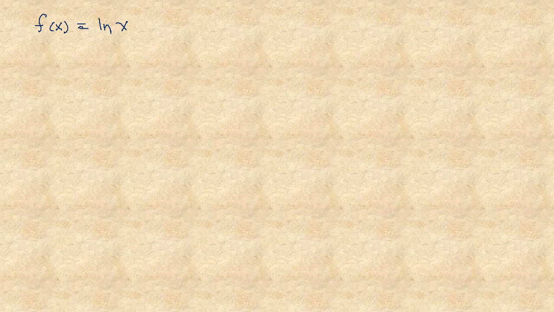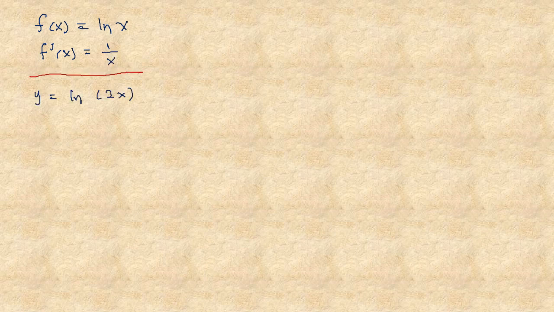Look at this example. We have f(x) equal to ln x. So if we differentiate this function, f prime x, we will get 1 over x. Remember, differentiate ln x, we will get 1 over x.